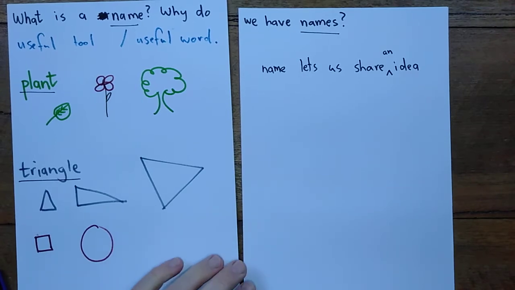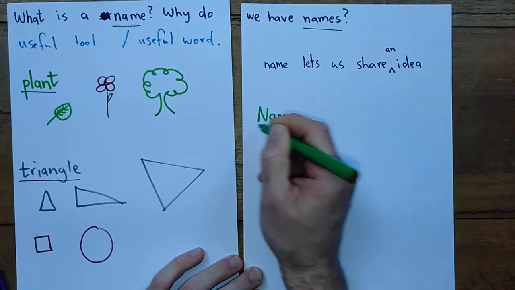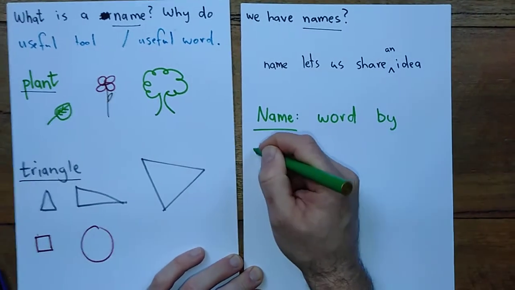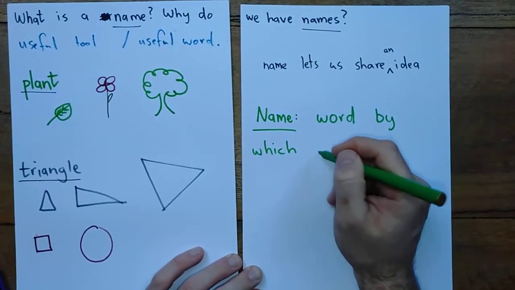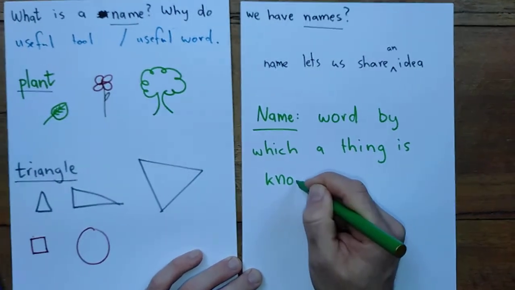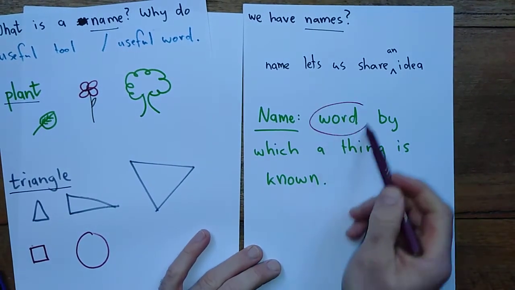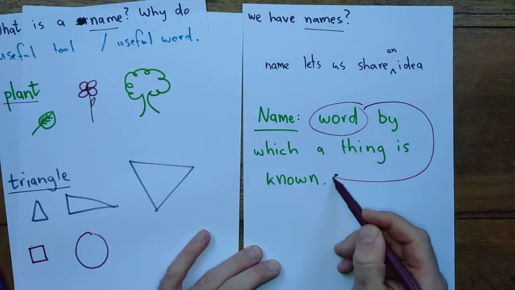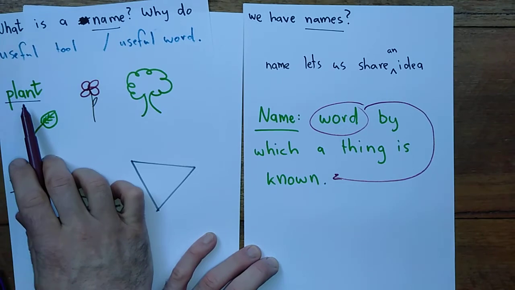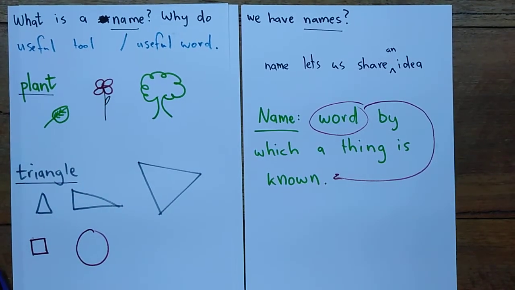So, finally, what I'm going to say is that a name is the word by which a thing is known. So when I say the word, you know what I'm talking about. Or vice versa, if you say the word, I know what you're talking about. As with plant, as with triangle, as with any other name that we've got for things. So that's what a name is, and that's why names are useful. That's why we have names.